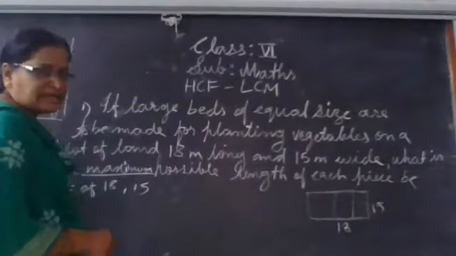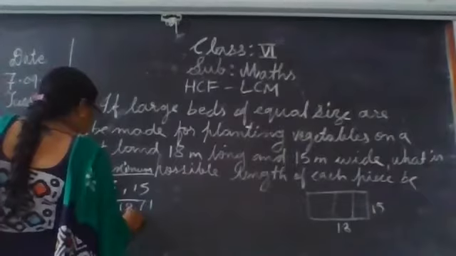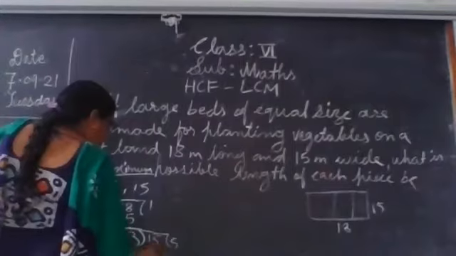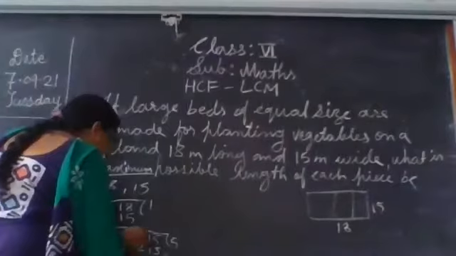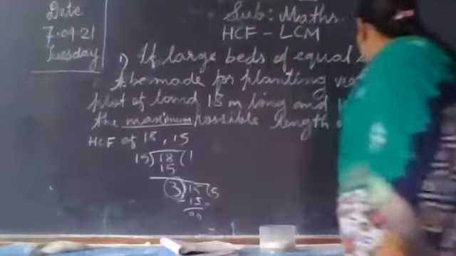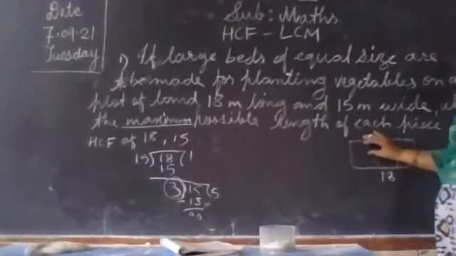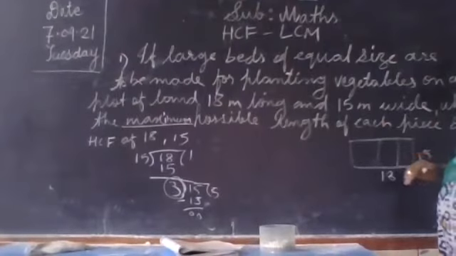Can we learn how to find the HCF? Here we will use the long division method. 3 fives are 15. See, the remainder is 0. That means the HCF of 15 and 18 is 3. So this plot is divided equally into pieces, and the maximum length of the piece is 3 meter.